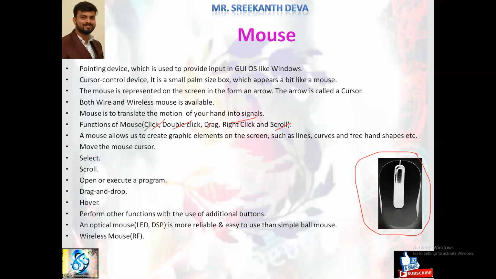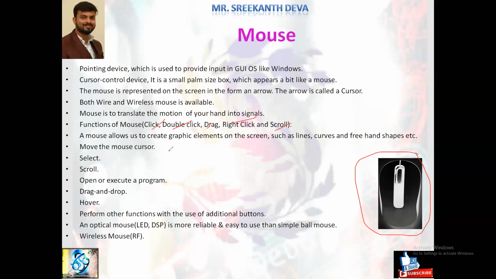So you go with the double click. Double click means pressing and releasing the mouse button twice in rapid succession. So double click means you are clicking twice using the left button. Drag: after positioning the mouse pointer over the item, press the button and hold it down as you move the mouse. Right click means to press the right button of the mouse once without moving it. It helps to display a shortcut menu.